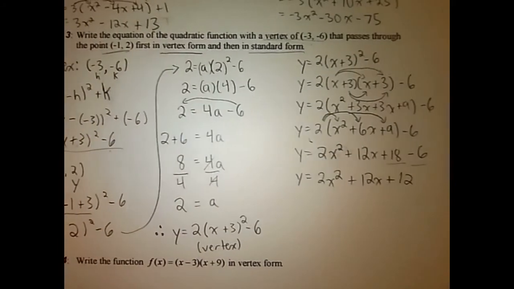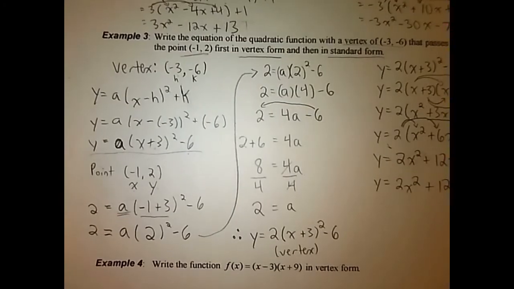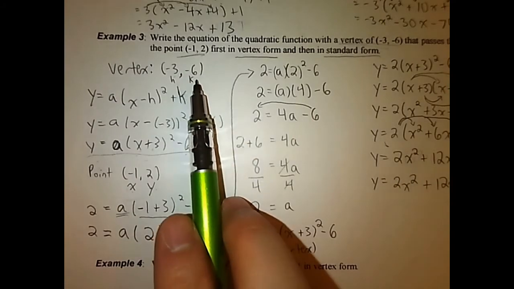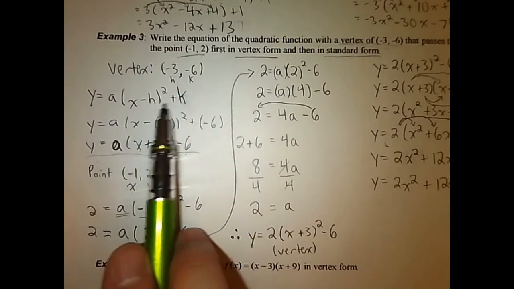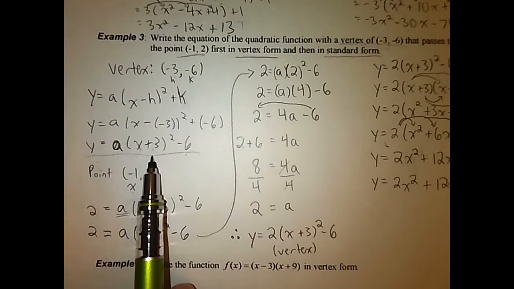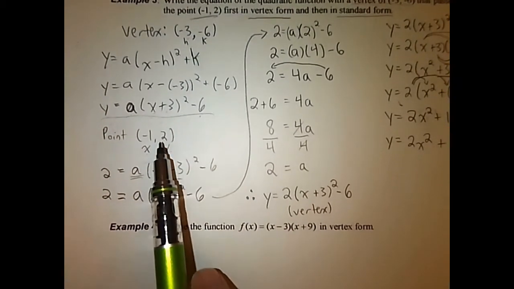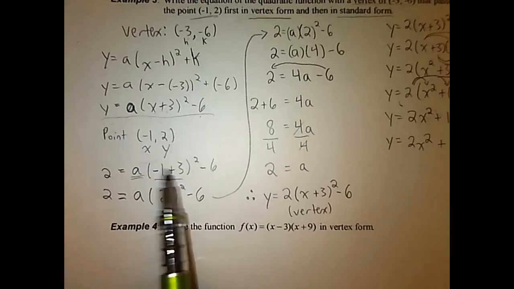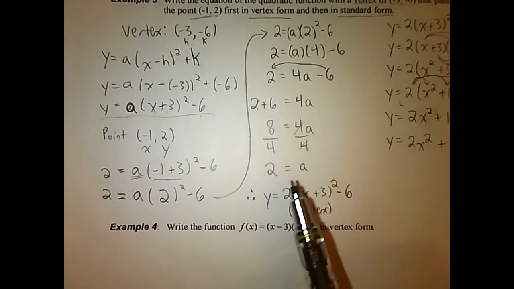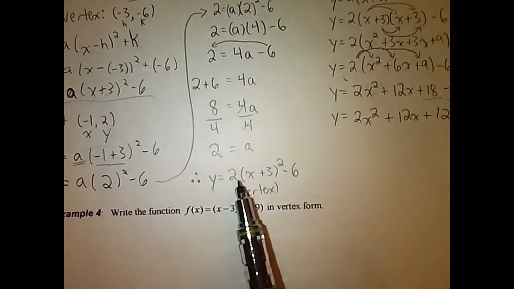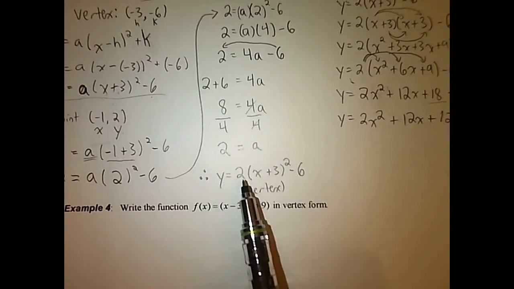So, was it a long question? Yeah, it's pretty good. It's a good question, I'd say. We have a vertex at the beginning. Put it into vertex form. We get this. They gave us a point. We sub that point in for x and y, and then we solve for a. Then I got the a value. X and y are just x and y because they can change.